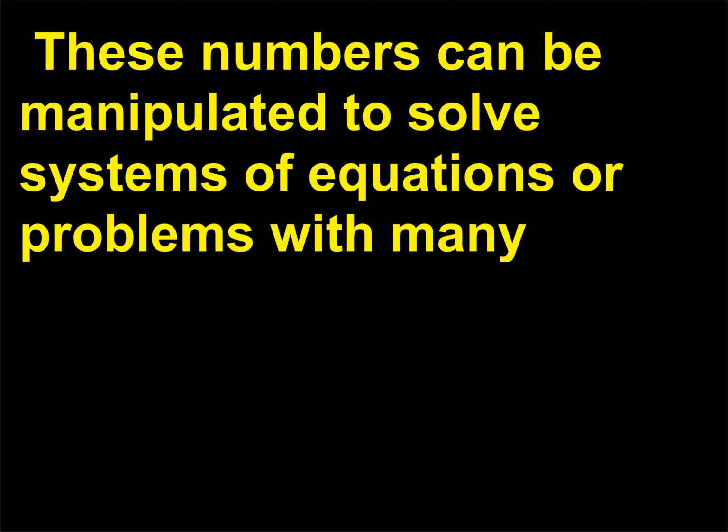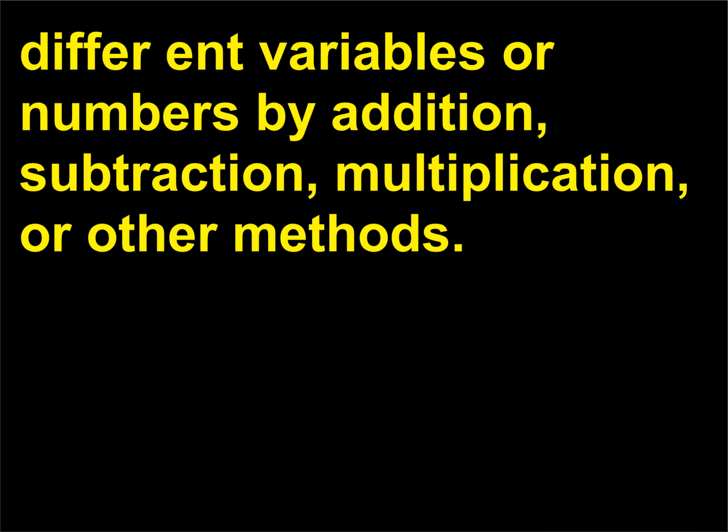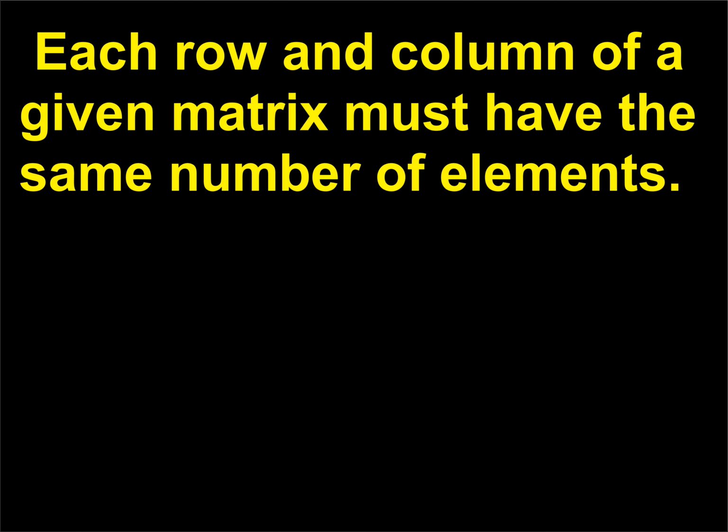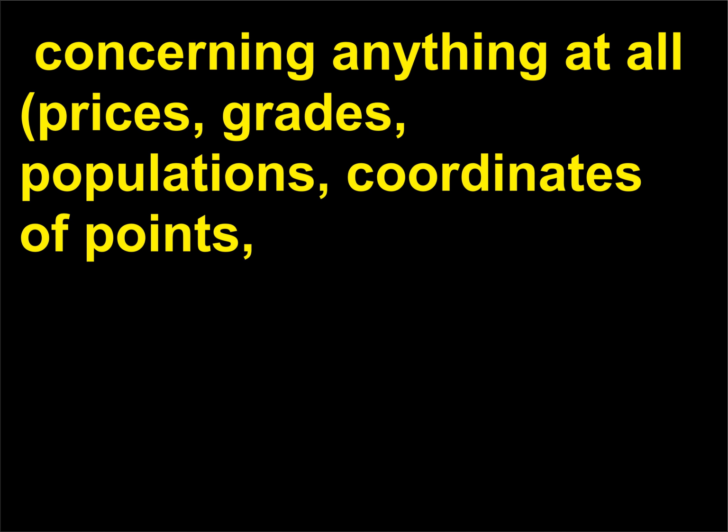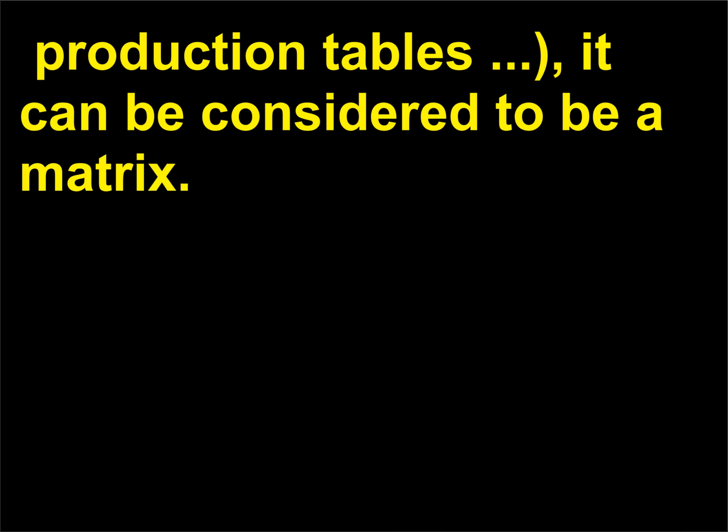These numbers can be manipulated to solve systems of equations or problems with many different variables or numbers by addition, subtraction, multiplication, or other methods. Each row and column of a given matrix must have the same number of elements. Anytime one has a list of numbers, or a table of numbers in a specific order, concerning anything at all, prices, grades, populations, coordinates of points, production tables, it can be considered to be a matrix.